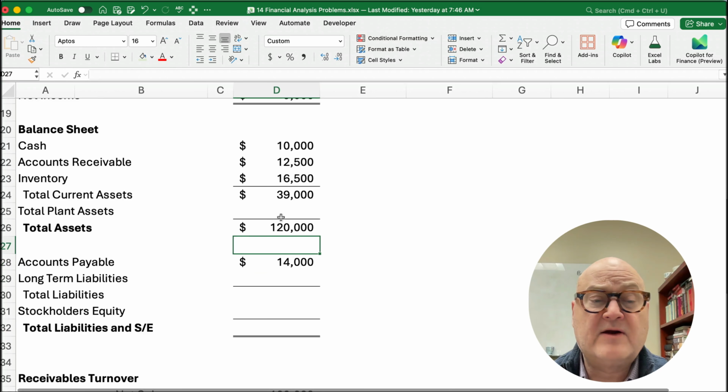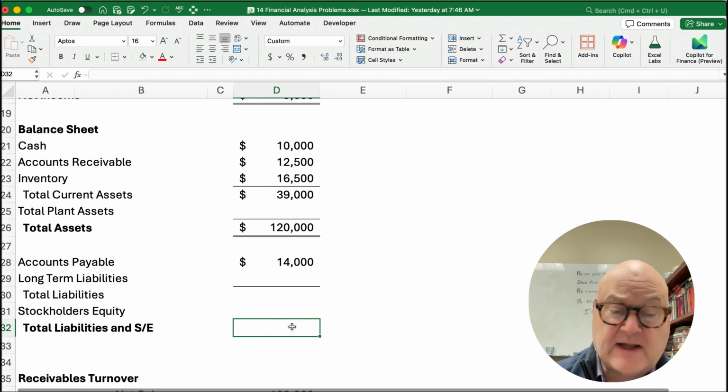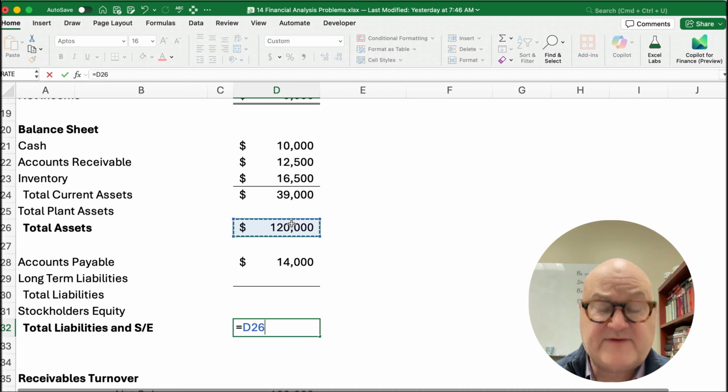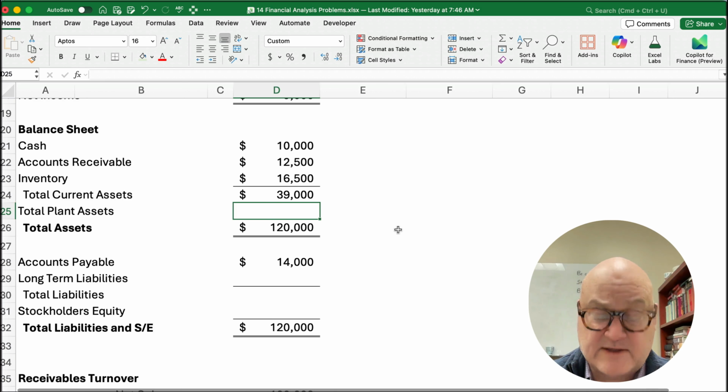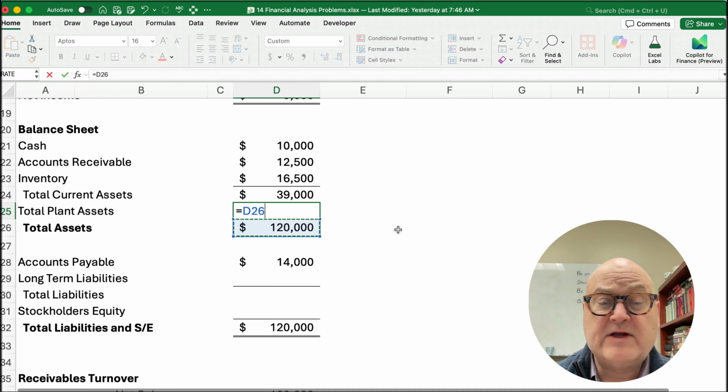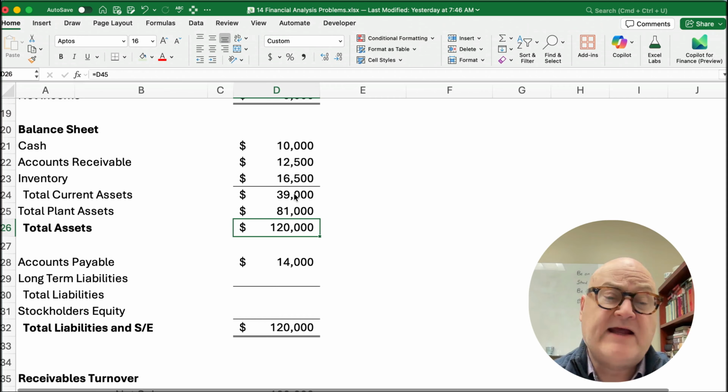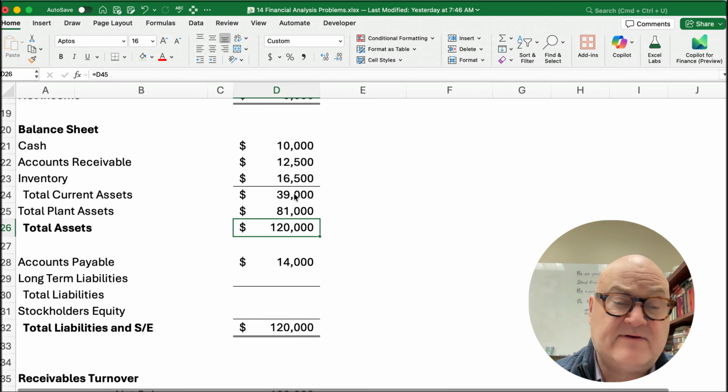Okay, so we're working our way down our balance sheet. We also know that our total liabilities and equity has to be 120, right? The accounting equation: assets have to equal liabilities and stockholders' equity. That's why the balance sheet is called the balance sheet. It has to balance. So now we can figure out our total plant assets. 120 minus the 39, we know our total plant assets are 81,000.